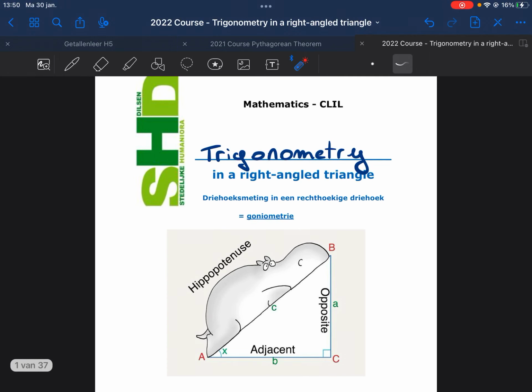So this course is all about trigonometry, and specifically trigonometry in a right angle triangle. So we're still sticking to these right angle triangles.